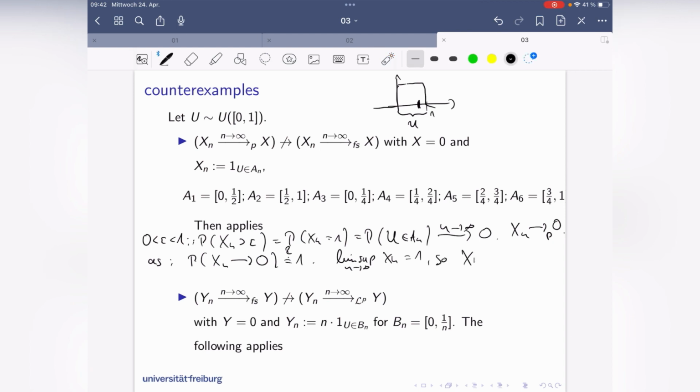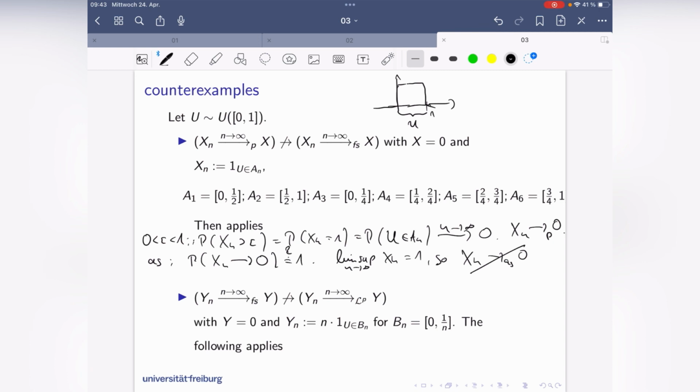So xn does not go almost surely to 0. Okay, that was the one example. And the other example is similar. The setup is the same as in the first example, but the random intervals are different.